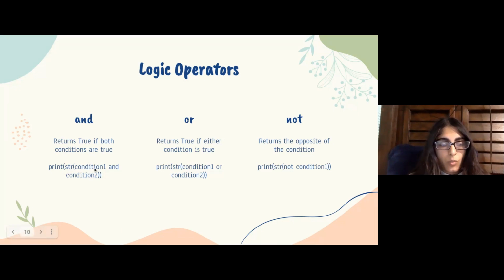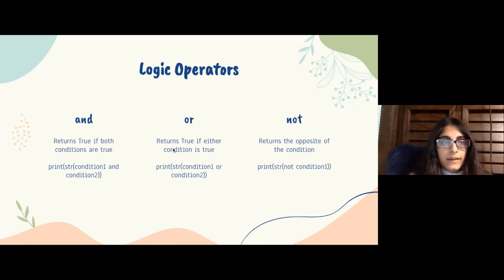Let's say condition 1 is true and condition 2 is false. Since condition 2 is false, this and statement would evaluate to be false because I want both of these to be true. If condition 1 was true and condition 2 is true, then the and works and the statement would print out true.